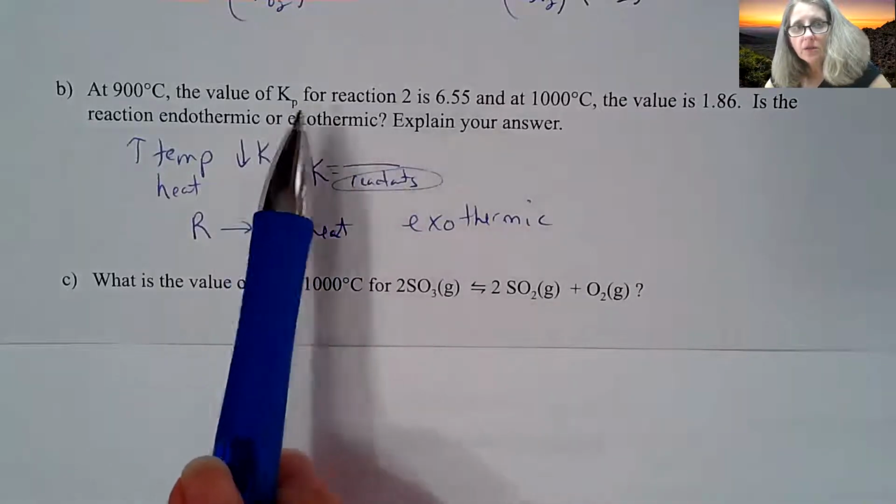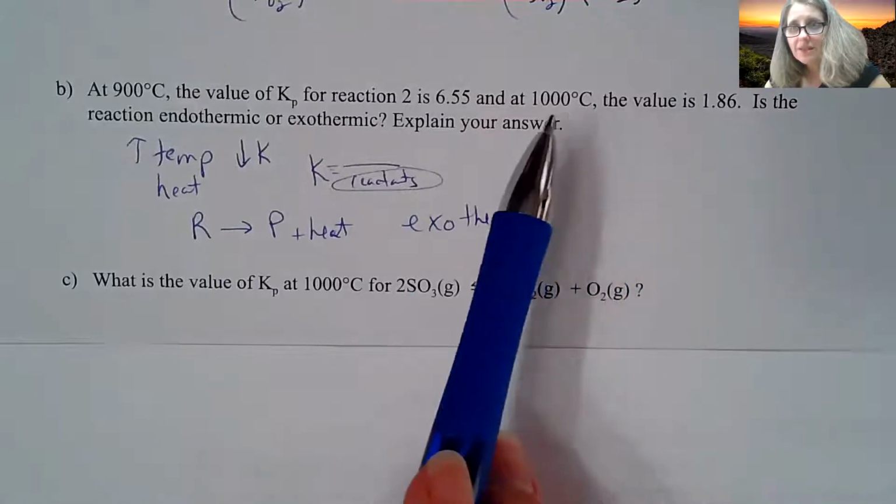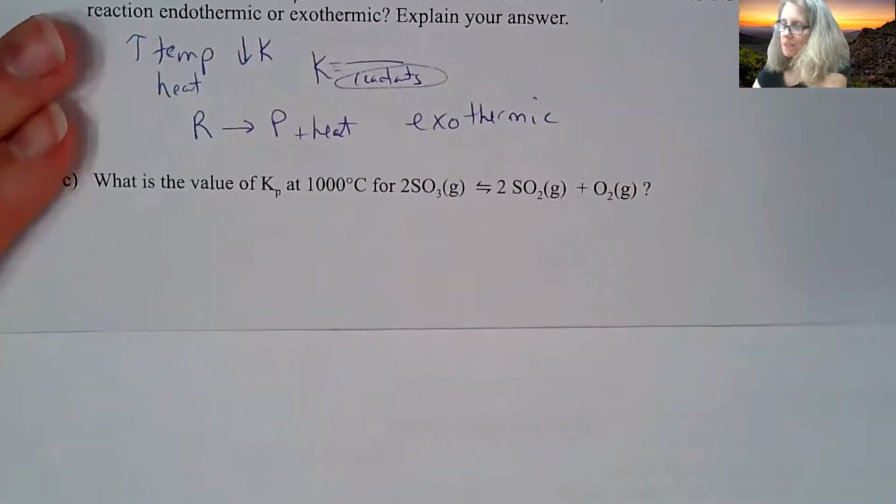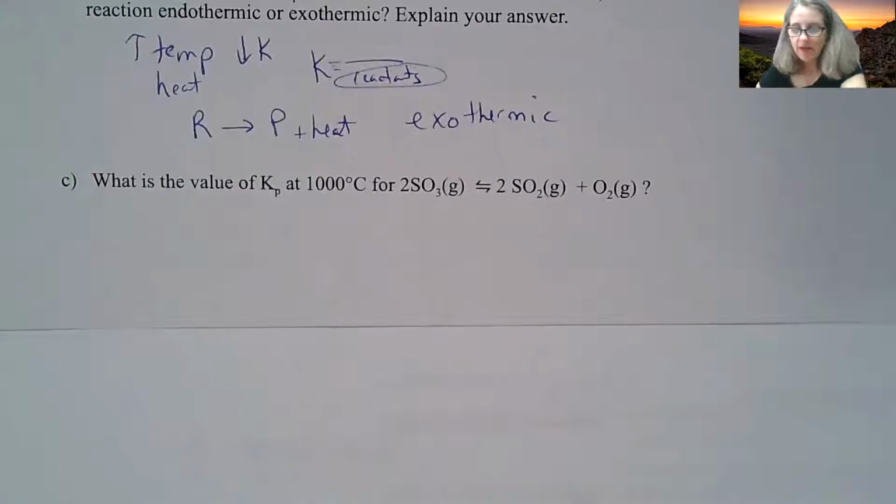But I also like to show you that the K does change with temperature. There is a calculation we could do. There is no calculation on the AP test about the K values, but you can actually calculate a different K at a different temperature. Instead, I want you to focus on what is happening to the K when you change temperature. All right, so part C, what is the value of Kp?